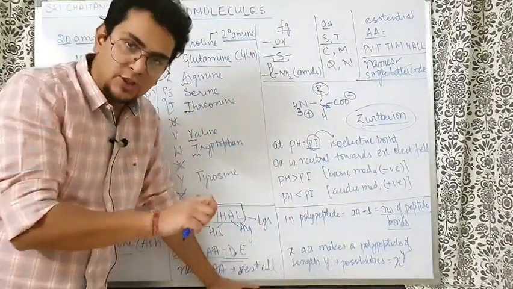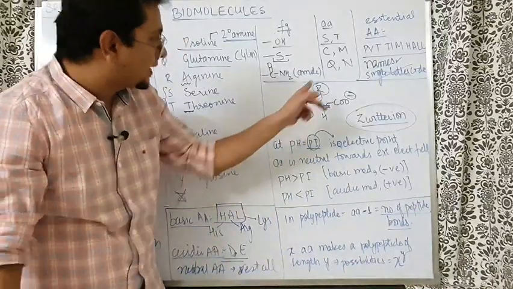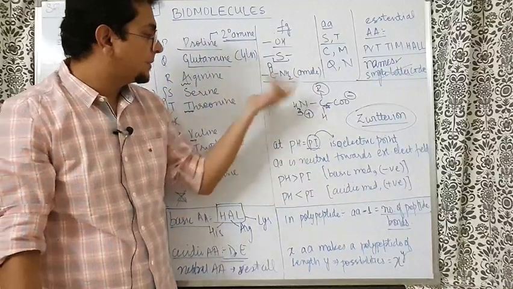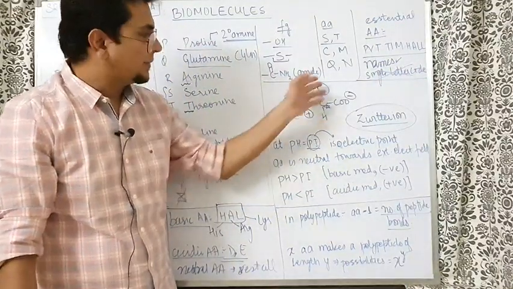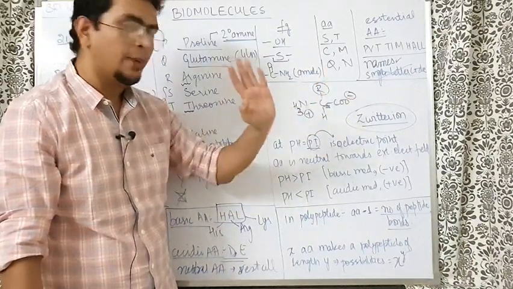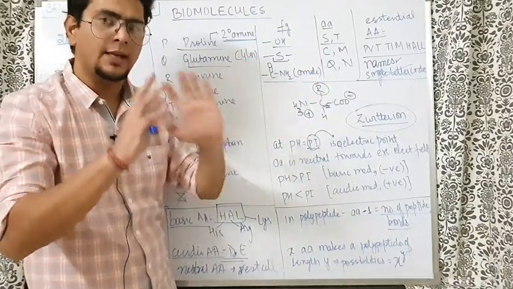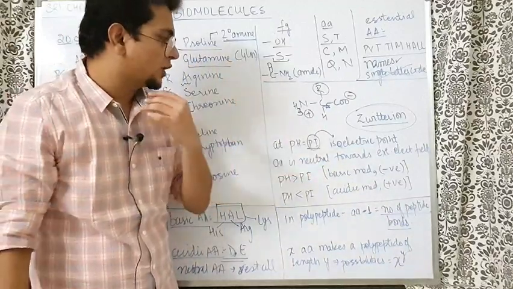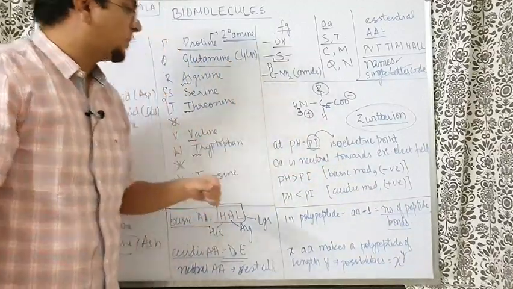Isoelectric point is the pH at which the positive and negative parts are equal in the amino acid. Otherwise, sometimes the positive is more, sometimes the negative is more. When NH3 plus and COO minus concentrations are equal in the medium, that pH is called the isoelectric point. So what happens at the isoelectric point?